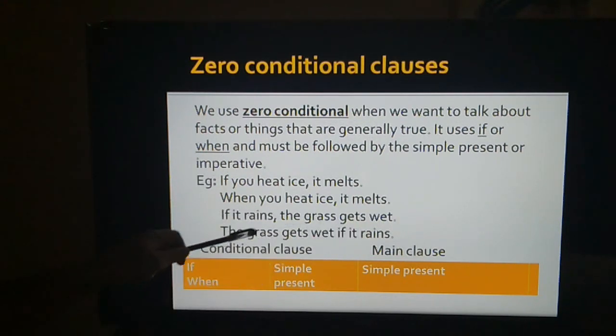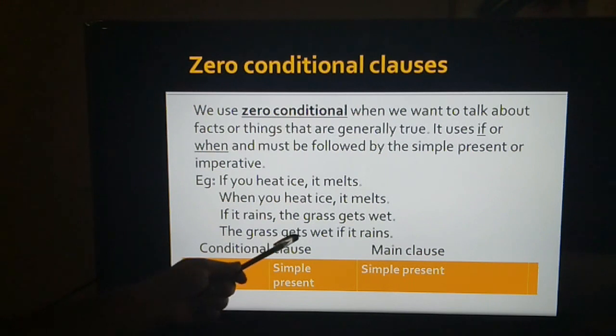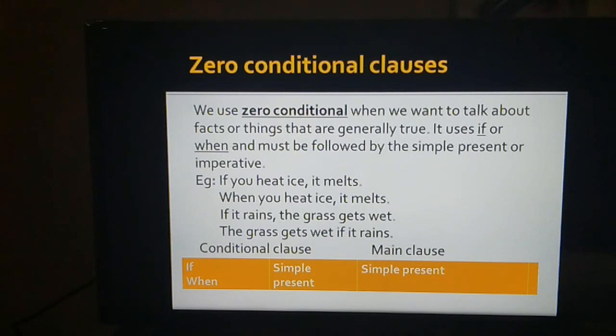Here we have started with the main clause, so that is why there is no comma here. The grass gets wet if it rains. There is no rule with regard to which one to start first. You can start either with the dependent clause or with the main clause. If you start with the dependent clause, a comma is necessary. And if you start with the main clause instead, the grass gets wet if it rains, there is no comma. Just notice the tense in both parts of the sentence: they are simple present.